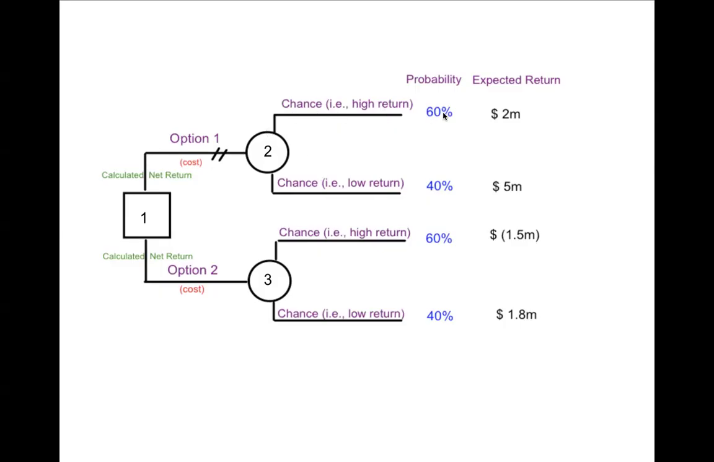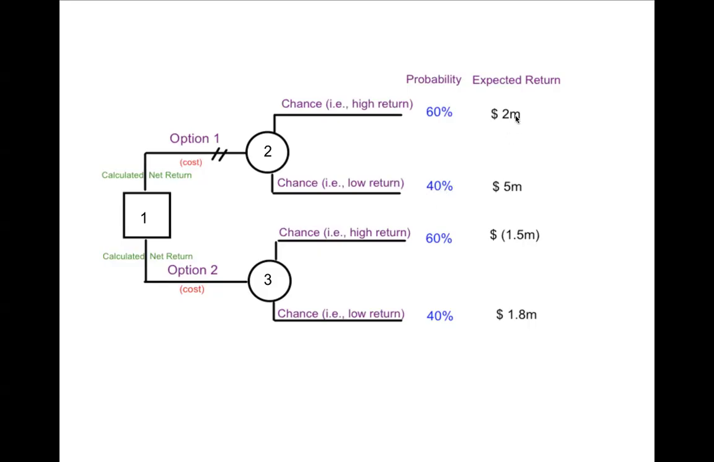Beside each of the chances, you have a probability. So they're given to you as 60/40. And again, this is all given to you. I'm just showing you what it looks like when it is created and constructed. That adds up to 100%. What we are saying here is that the probability of a high return in this scenario is 60%. The probability of a low return in this scenario is 40%.